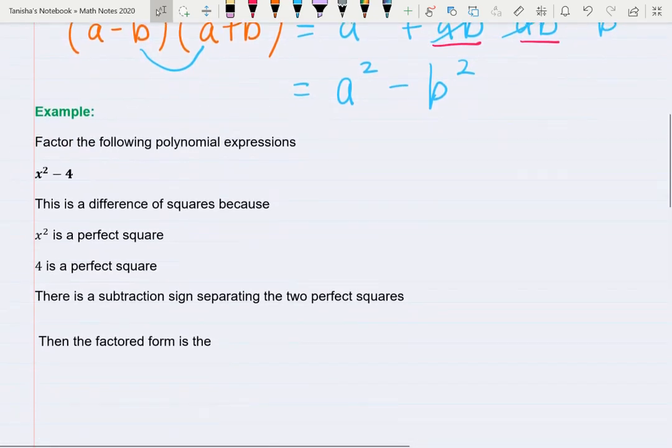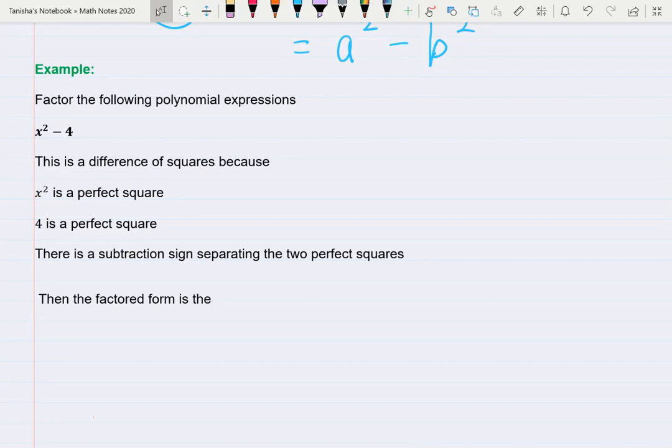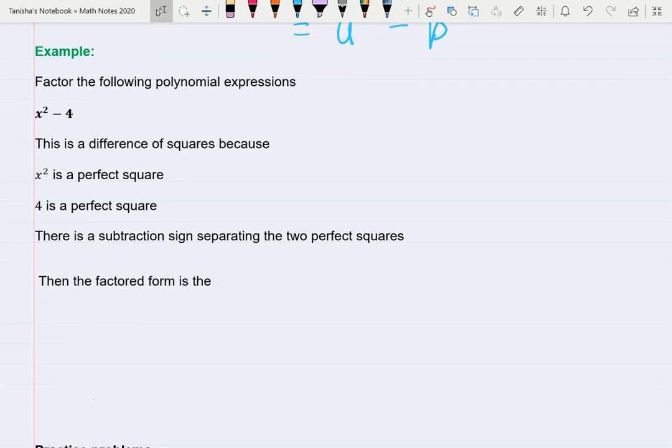Let's look at an example. So one of the things about difference of squares factoring, as simple as it may appear, the first step is that you have to identify your expression as a difference of squares. So looking at our example, x squared minus 4, we analyze that the first term is a perfect square because we have an x squared. The second term is a perfect square because 2 times 2 is 4, making 4 a perfect square. And then they're being subtracted. So yes, this is a difference of squares.